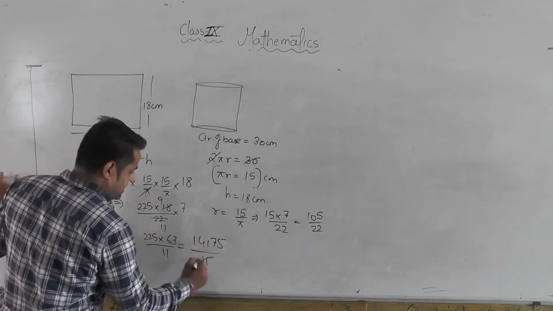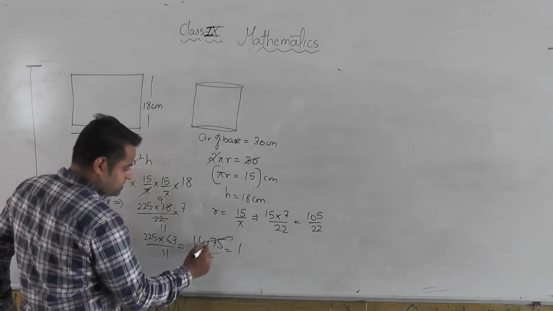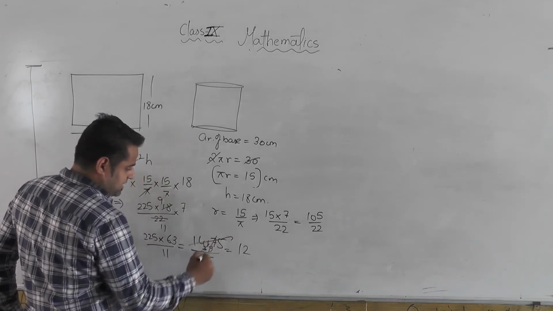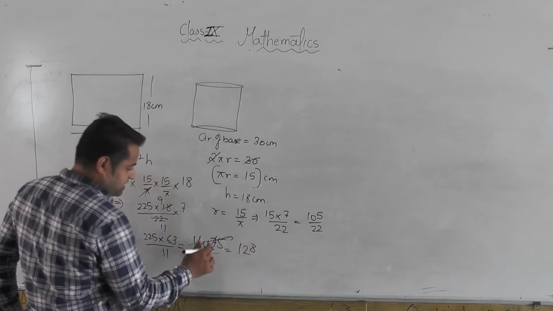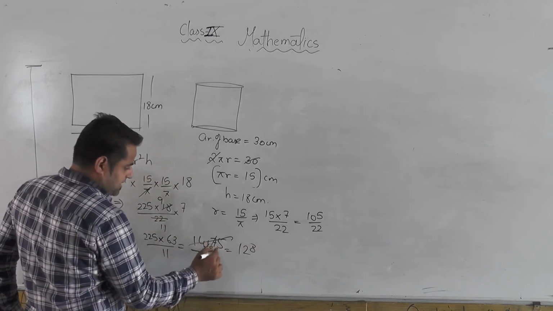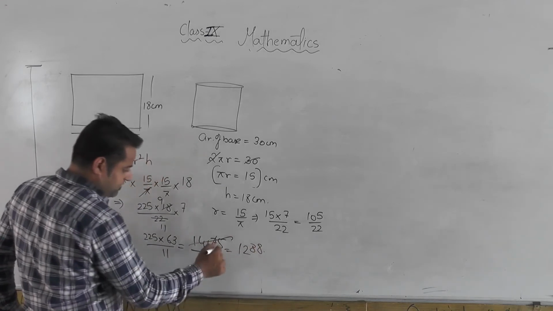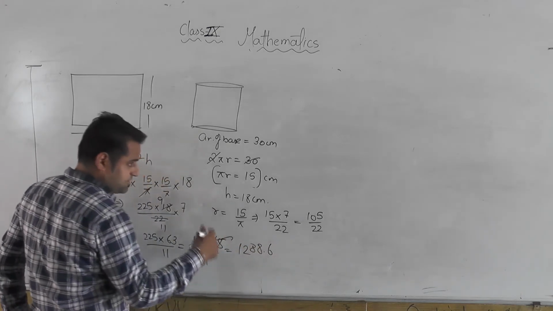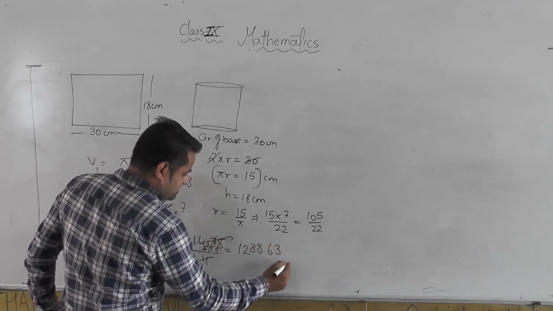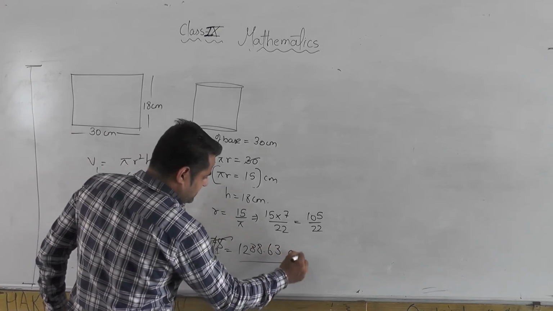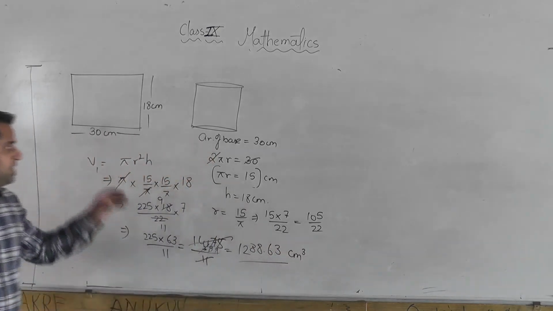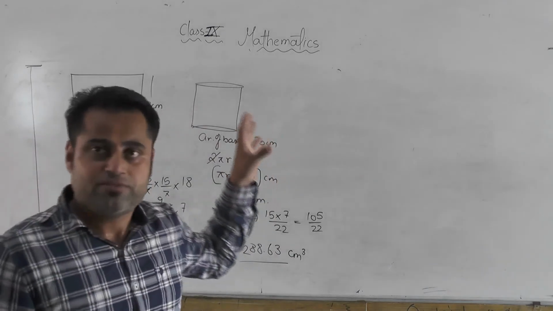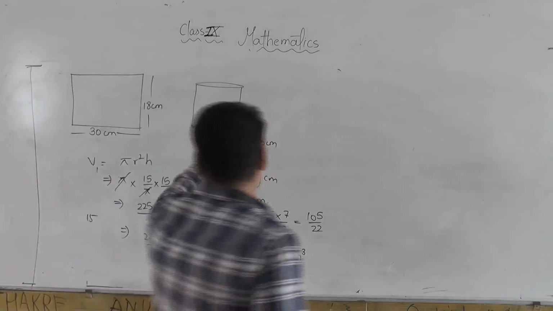Now we get it cancelled with 11. 11 ones are 11, 3 will carry. 11 twos are 22, 9 will get carried. 11 eights are 88, again 9 will get carried. 11 eights are 88, 7 will get carried. 11 sixes are 66, 4 will remain. So like this, 1288.60 centimeter cube will be the volume of the cylinder when it is rolled from the base of length.